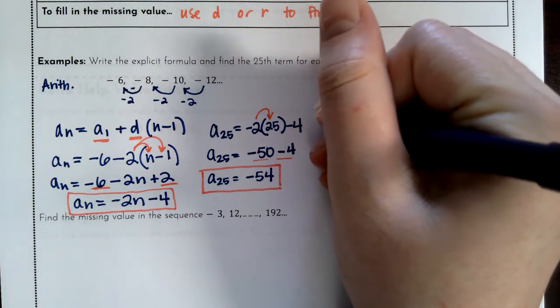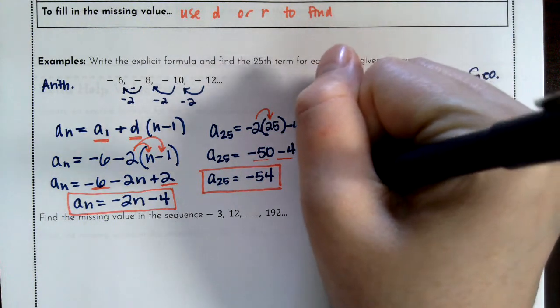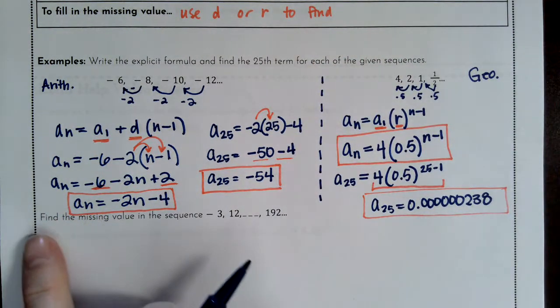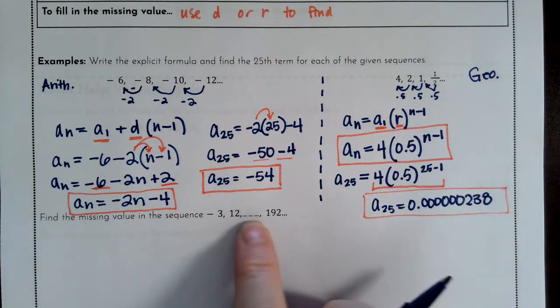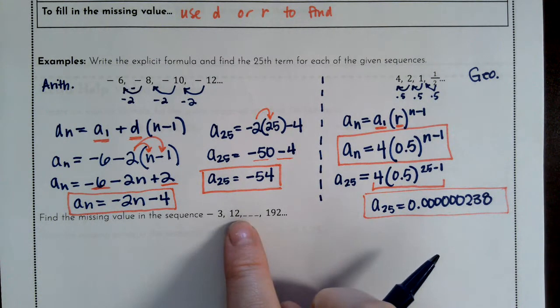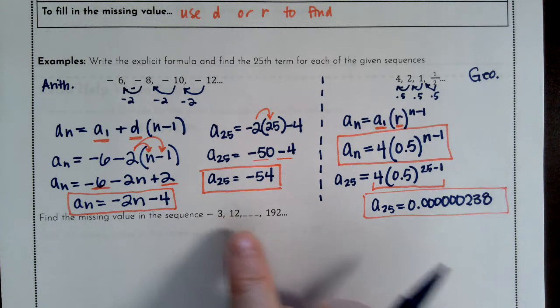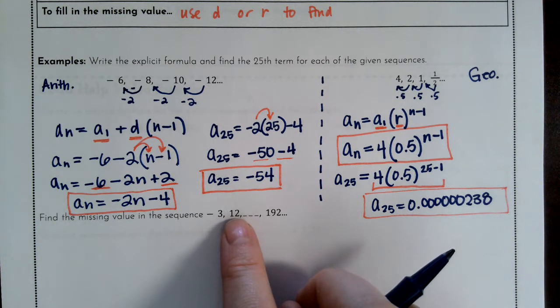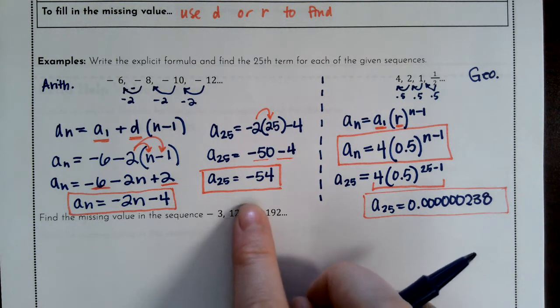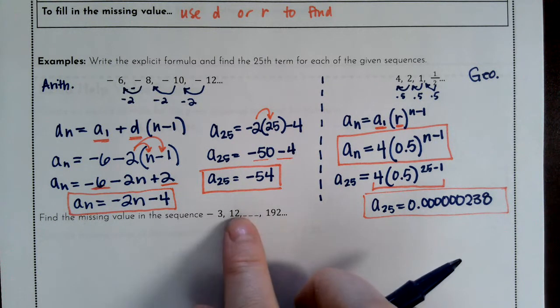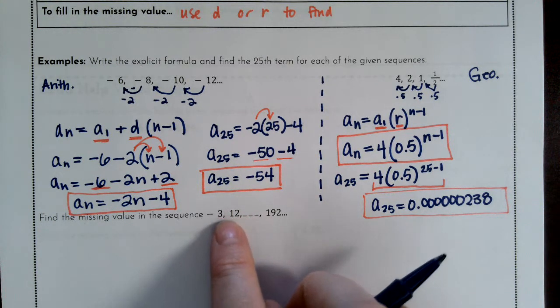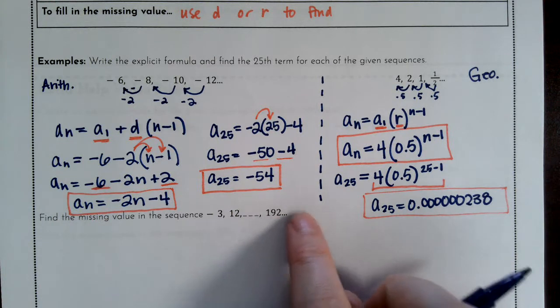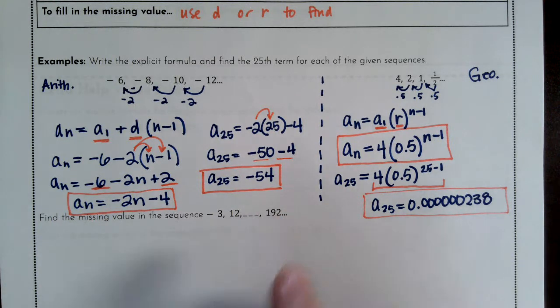So the very last thing we need to do is find missing values. So in this example, it says find the missing value in the sequence. And so we want to make sure that we figure out what's happening. And I like to take a guess and then see if it works the entire time. Because we go from very small, 3, to very big, 192, I think it's probably geometric.